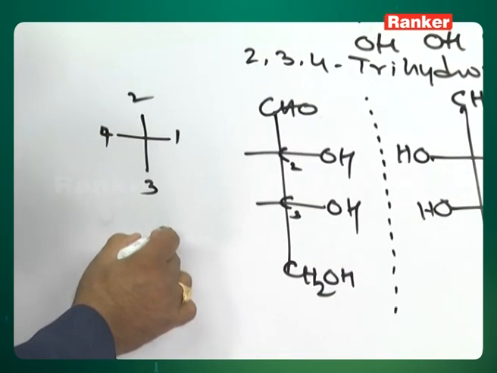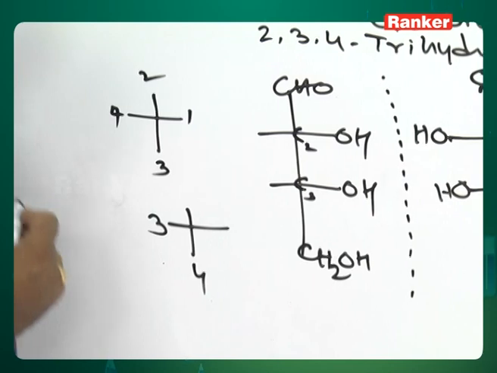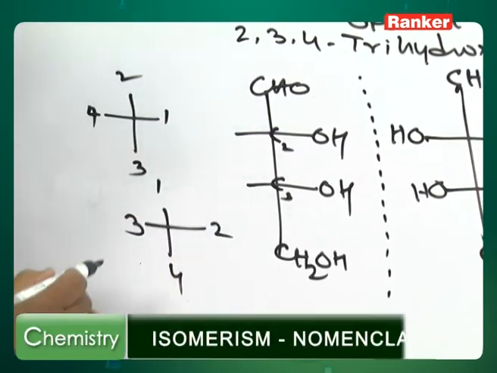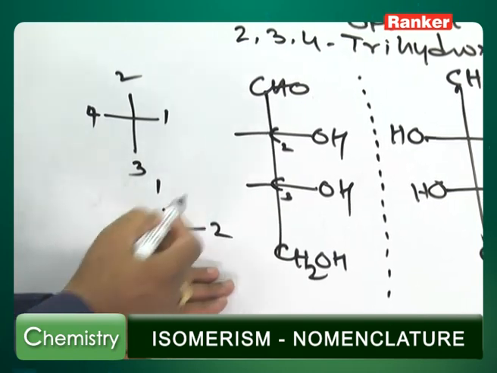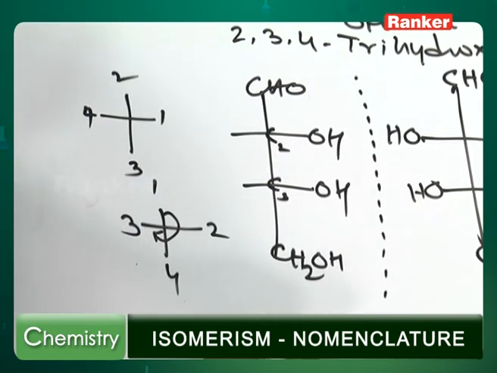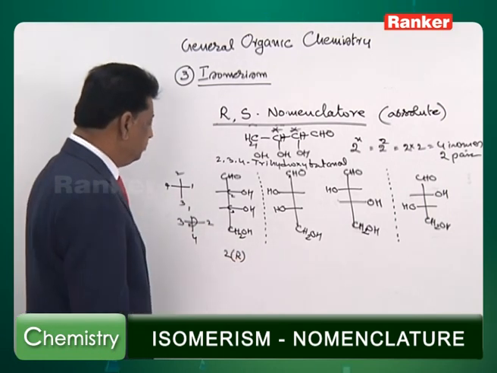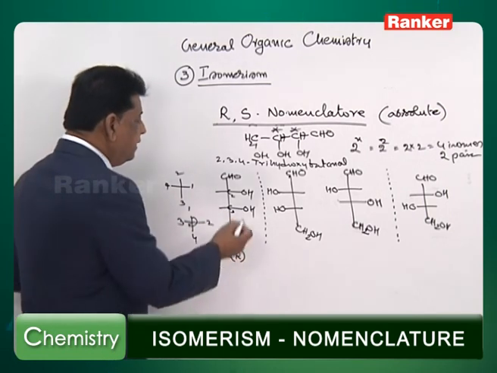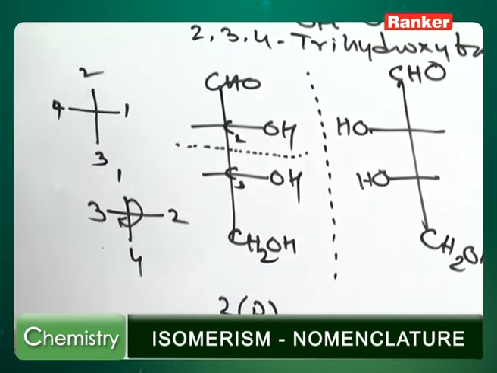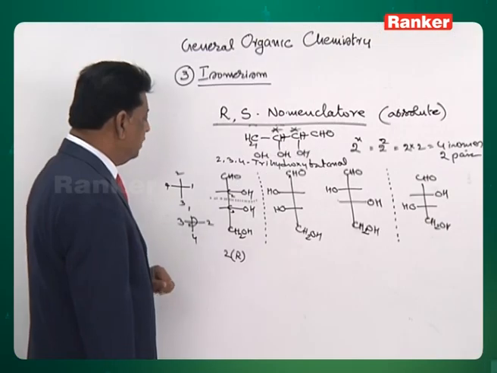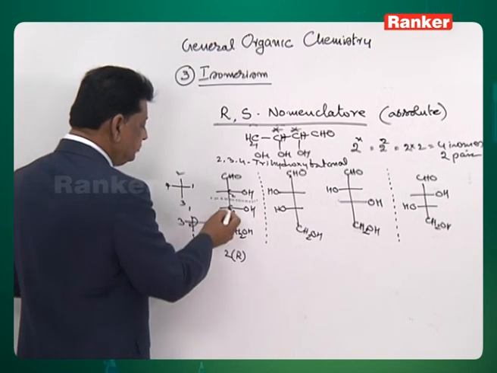So exchange this. After exchanging, 4 comes here, 3 will go here, 1 and 2 also exchange. Now with 4 at the back, reading 1, 2, 3 goes clockwise, therefore it is 2R. At the second carbon we have an R configuration. And the third carbon is almost a mirror image of the first one. Even then we will decide it at the third carbon.